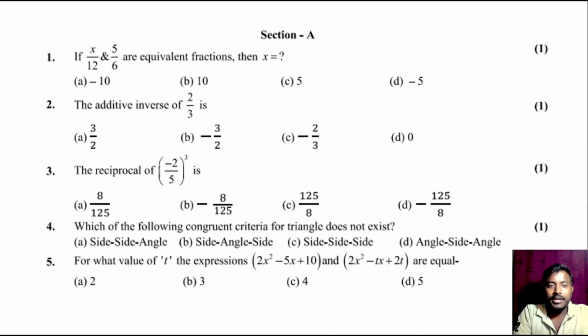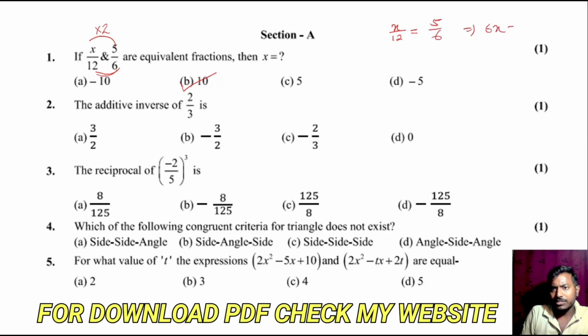First question: if x by 12 and 5 by 6 are equivalent fractions, then x equals dash. Equivalent means 6 times 2 is 12, then 5 times 2 is 10, so the correct answer is 10. Or simply you can cross multiply: x by 12 equals 5 by 6, that implies 6x equals 5 into 12. Now x equals 5 into 12 divided by 6. 6 twos are 12, then 5 twos are 10. So the correct answer is option B.